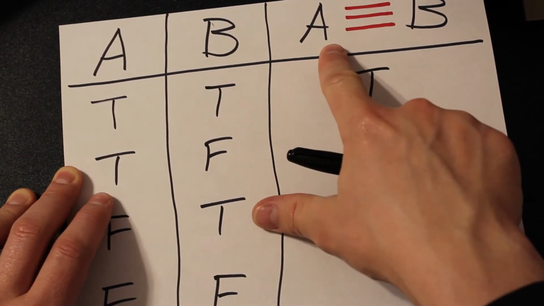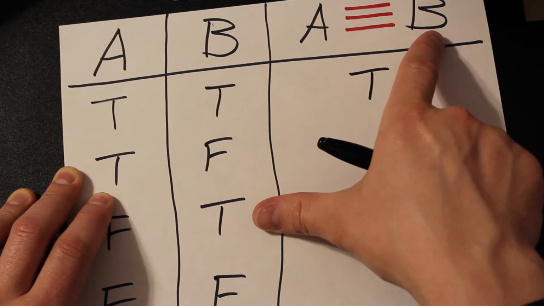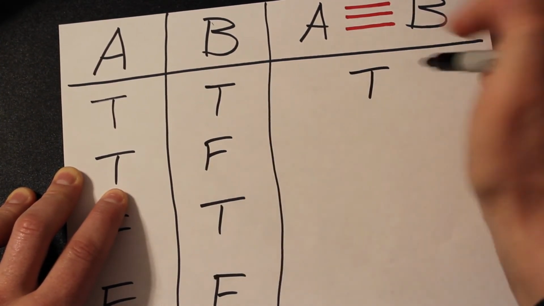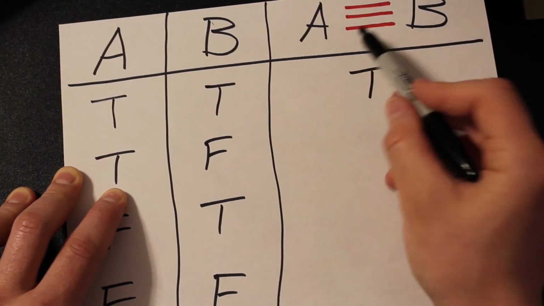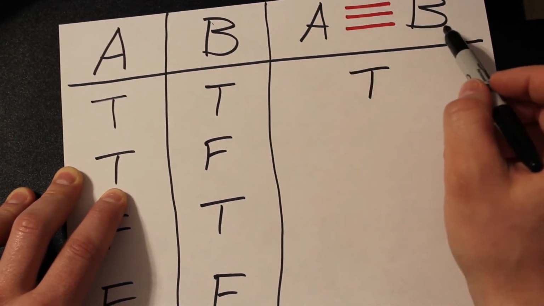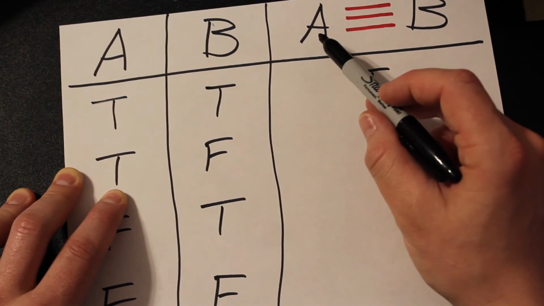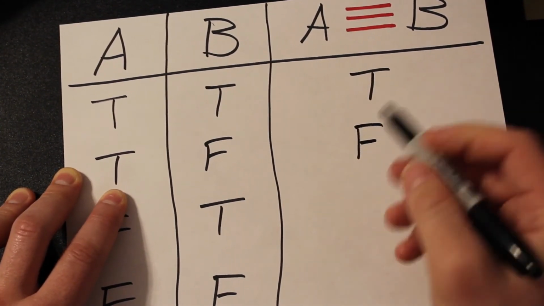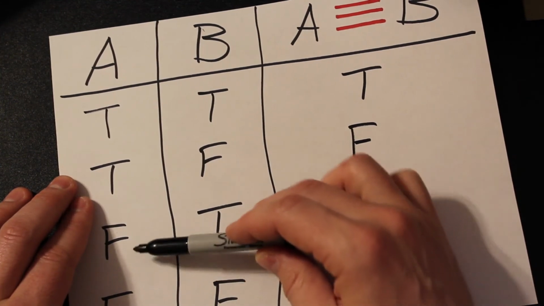Now this says A is true if and only if B is true. But A is true and B is false. So since they're contingent upon each other, right, A needs to be true whenever B is true and B needs to be true whenever A is true. Here, that's broken because A is true and B is false. So it breaks down there. This is false. In this case, A is false and B is true.